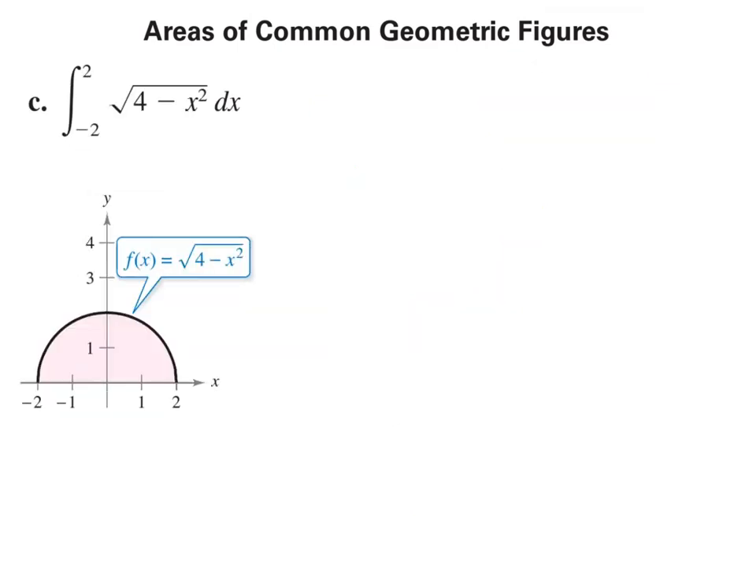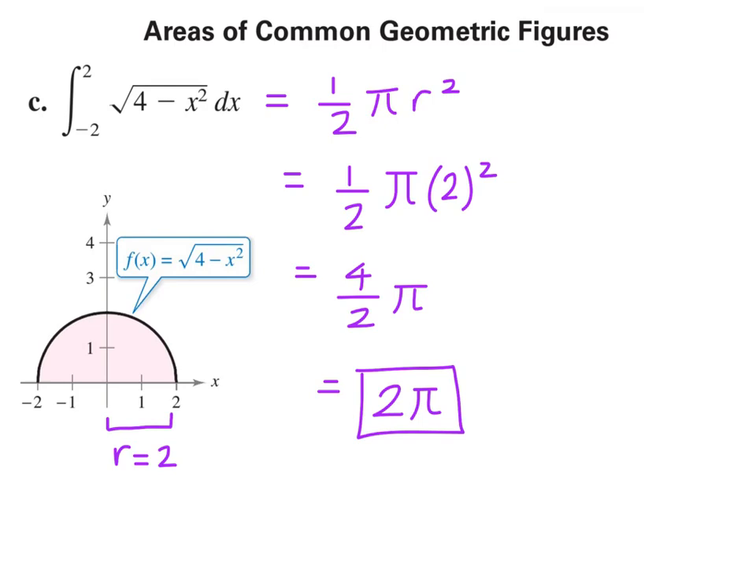And here's another geometric figure for you, but this time, it's a semicircle. Getting real fancy up in here. So let's say that my function is the square root of 4 minus x squared, and I want to find the area under that curve from x equals -2 to x equals 2.